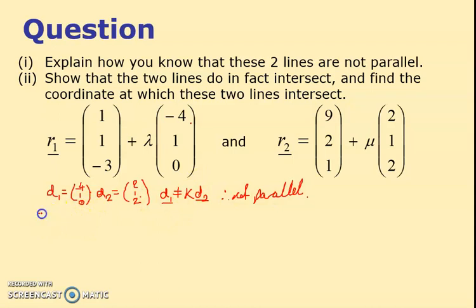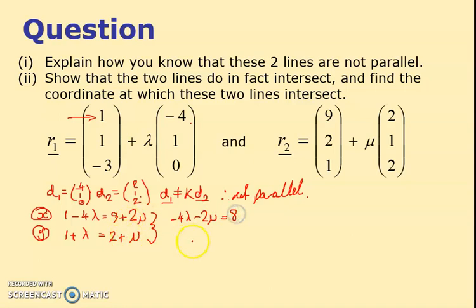Now I say, well, let's see if they intersect or if they are skew. It says show that the two lines do in fact intersect. All right, and it tells me what to expect. 1 minus 4 lambda equals 9 plus 2 mu. That's the top line. Second line, the y line, gives me 1 plus lambda equals 2 plus mu. You might as well do it the same way every time. Minus 4 lambda minus 2 mu equals 8. If I rearrange, lambda minus mu equals 1. So what does lambda equal? What does mu equal? You just do these the same way every time.